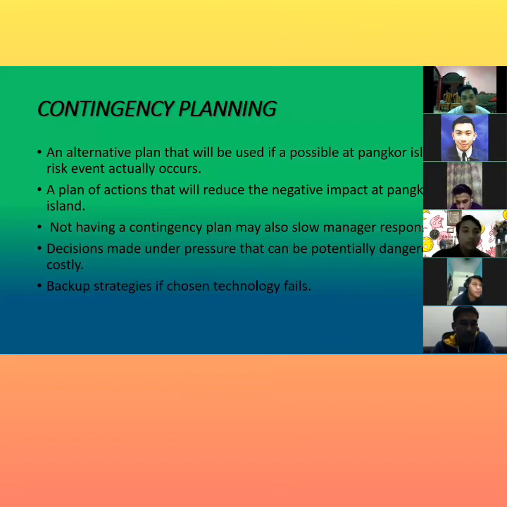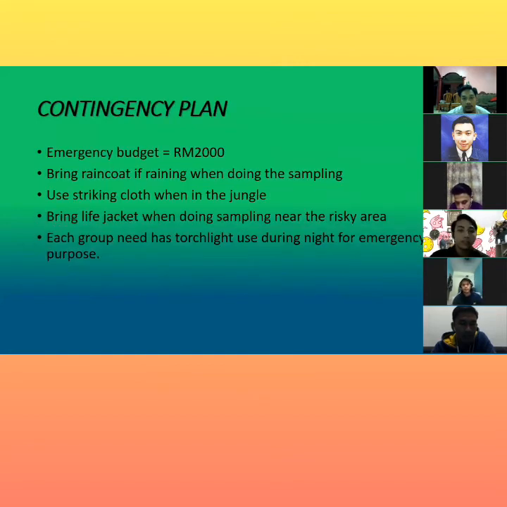So for our contingency planning, we need our emergency budget of 2000. We bring a raincoat if the weather changes, if it is rainy or something. Use striking clothes when in the jungle. Bring the life jacket when we do the sampling near risky areas, such as near the water or river. For the last one, you can use the torchlight at night if there is an emergency when there is no electrical or power supply. Okay, next I will pass to Arifuddin.